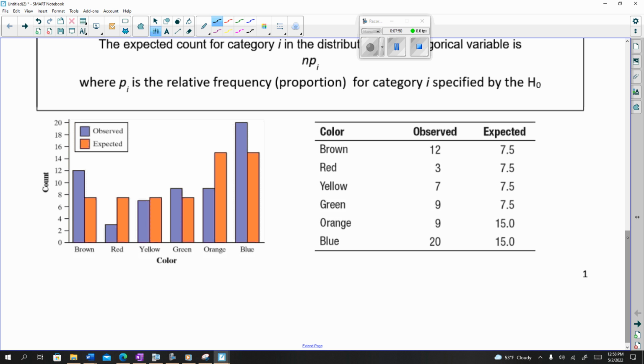So technically now we would want to see, if they're graphing this in the form of a side-by-side bar graph, it looks like, are the observed counts equal to the expected? Even when you look on this table and look across, I got 12 brown and was expected to get 7.5. I got 3 red and was expected to get 7.5. So they don't really look like they're consistent with what they advertised.